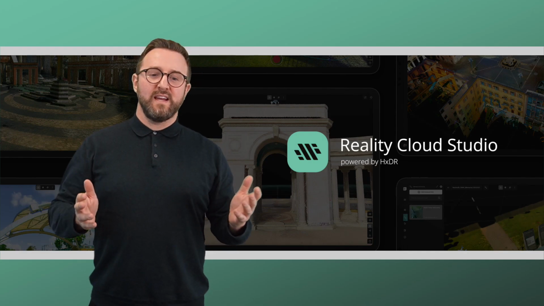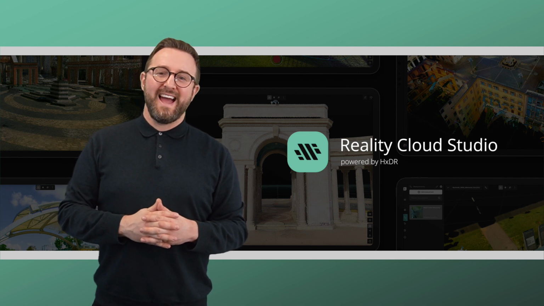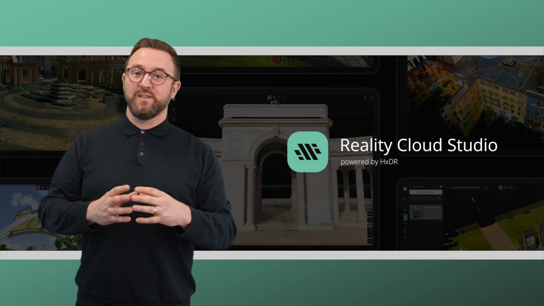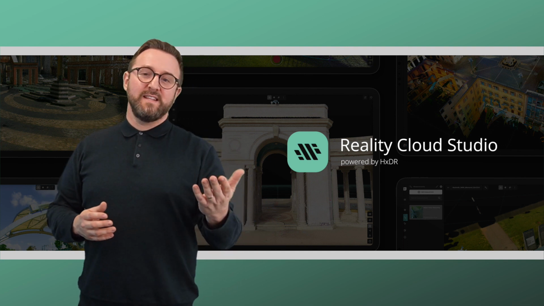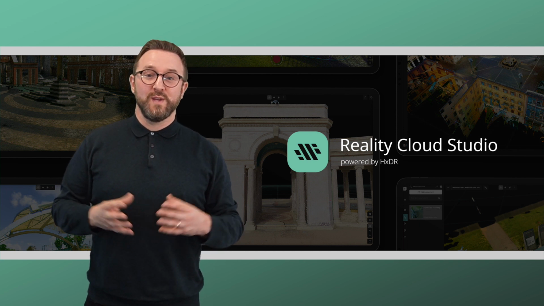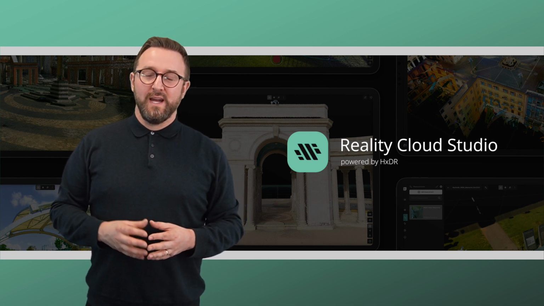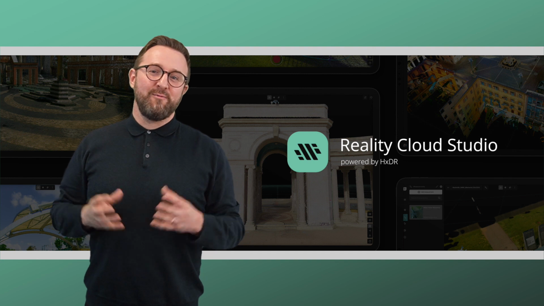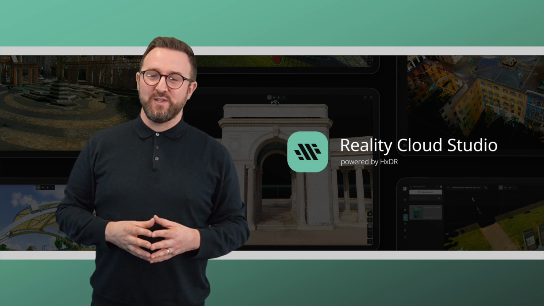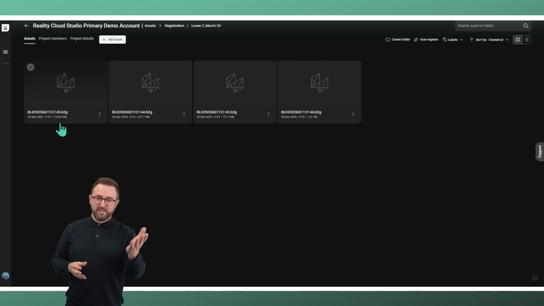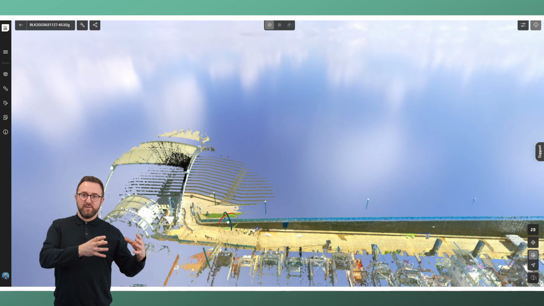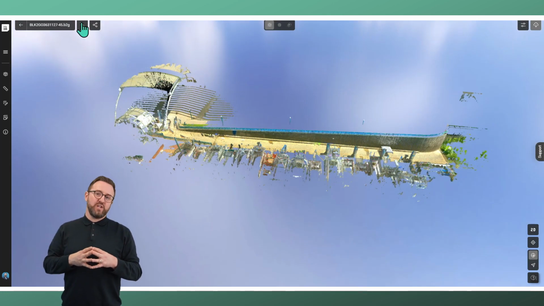Okay, so in this next section, we're going to look at how you can bring together multiple B2G files that you've collected with maybe a BLK2GO, BLK2FLY, using our automated registration tools within Reality Cloud Studio. It might sound cliche, but it really is as simple as clicking a few buttons and using the auto registration tools. What you can see here, and the reason why I've opened these files, is the individual B2G files.